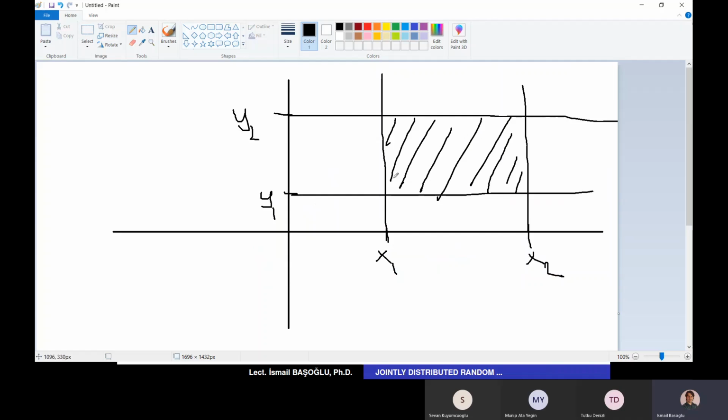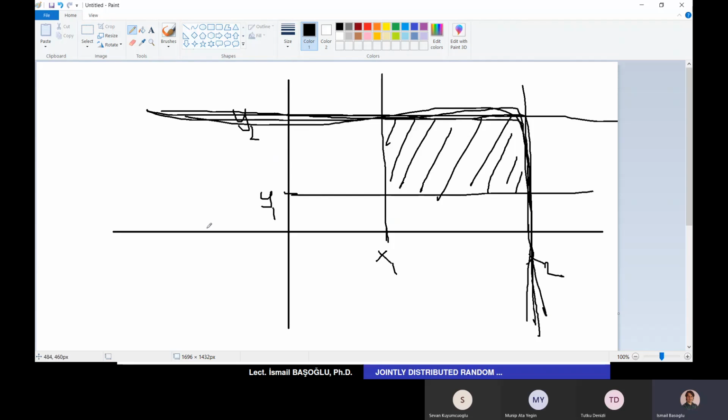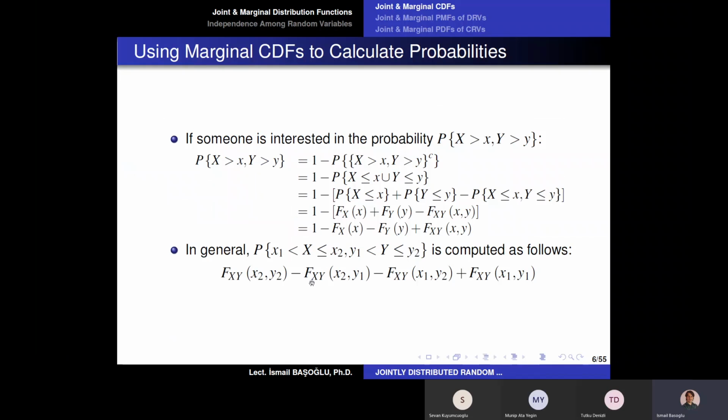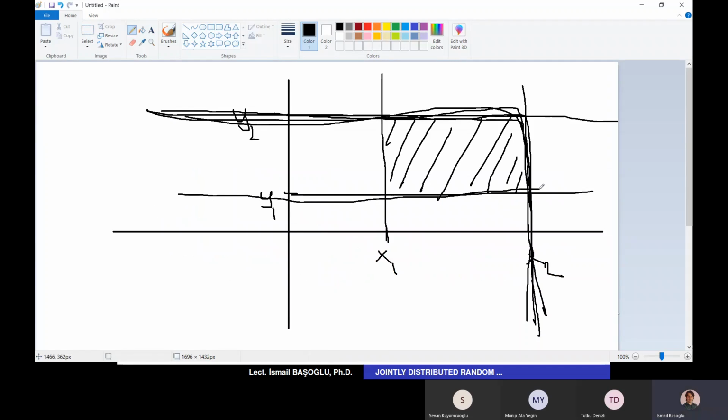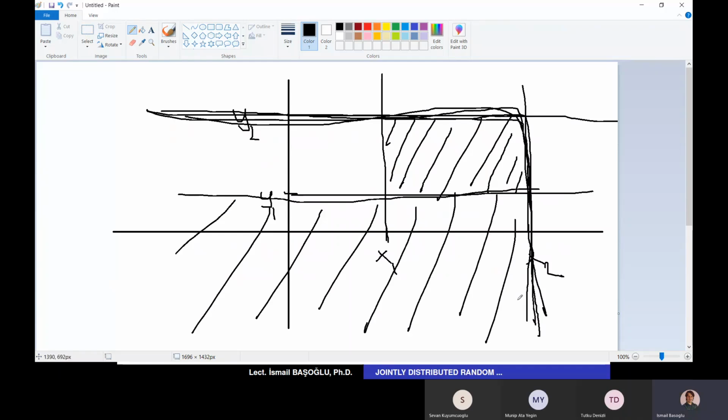So in order to calculate that region, first you calculate the probability of x being less than x2, and y being less than y2. So you first calculate the probability on the lower part of that region. Okay, so you calculate the total probability here. Then you subtract the probability of x being less than or equal to x2 and y being less than or equal to y1. So you subtract the probability of that region.